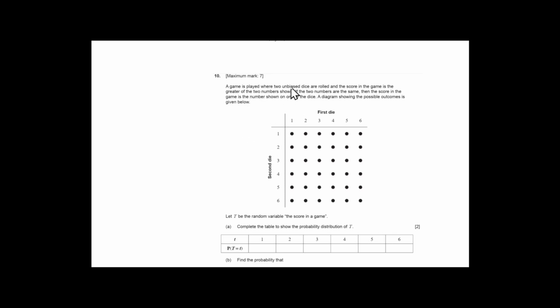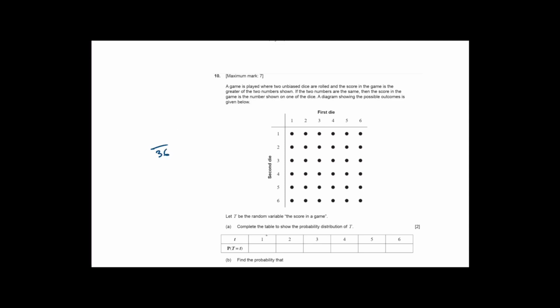Strange one. A game is played where two unbiased dice, don't get me started on dice, are rolled and the score in the game is the greater of the two numbers shown. If the two numbers are the same, then the score in the game is the number shown on one of the dice. A diagram showing the possible outcomes is given below. Okay. So how many possible outcomes are there? So there's going to be 36. 6 times 6 is 36.